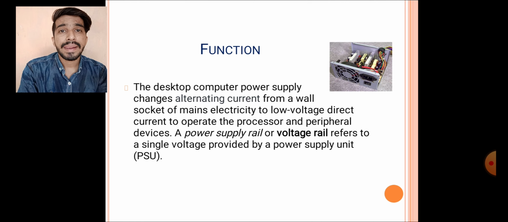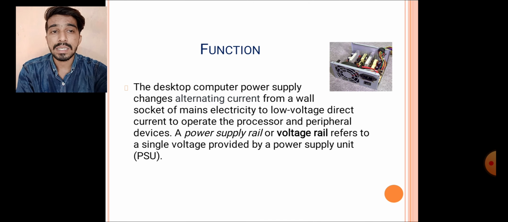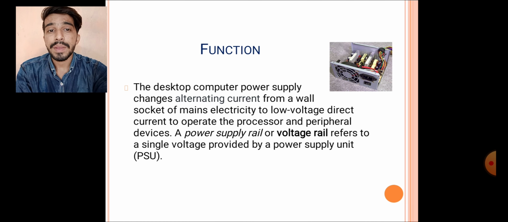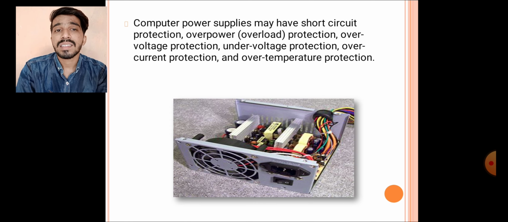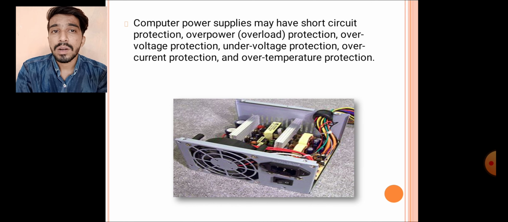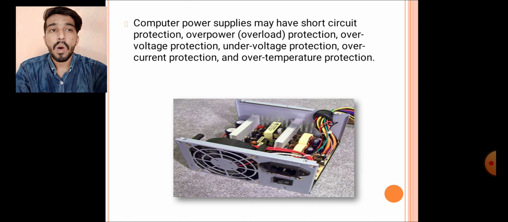A power supply rail or voltage rail refers to a single voltage provided by a power supply unit, PSU. Computer power supplies may have short circuit protection, overpower, overload protection, over voltage protection, under voltage protection, over current protection, and over temperature protection.